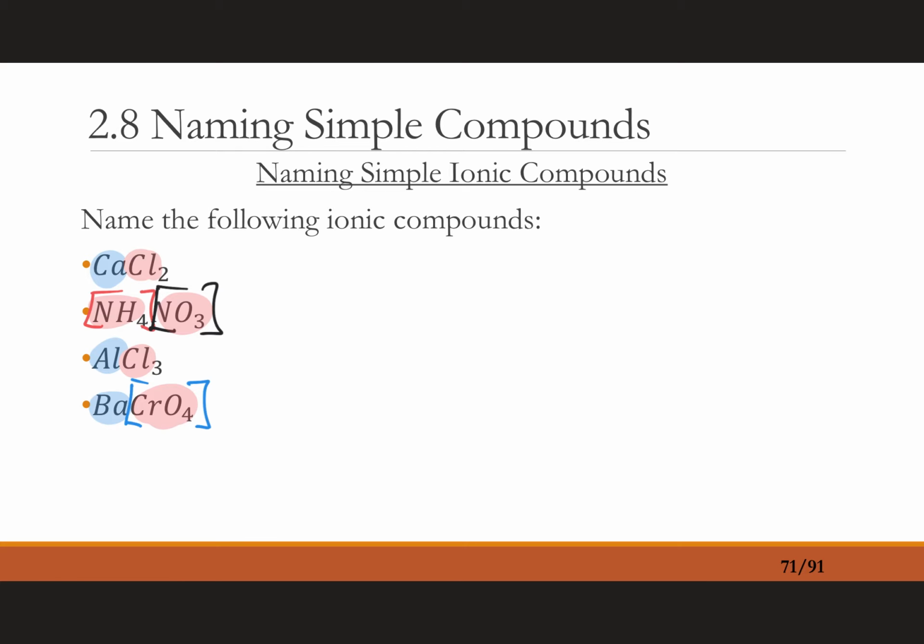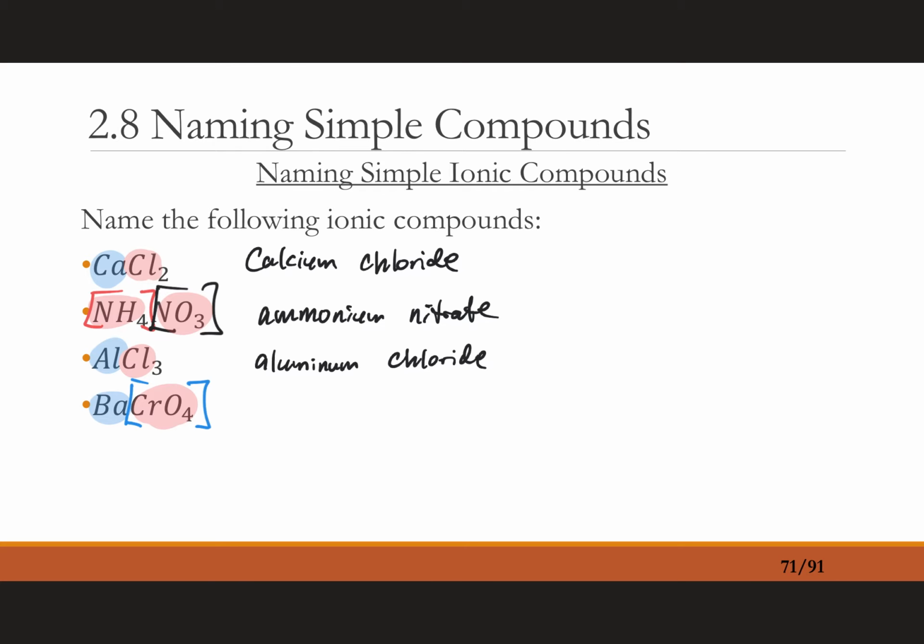So we have calcium chloride. You just name the species there. You'd find the NH4 to be ammonium, the NO3 to be nitrate, so it's ammonium nitrate. Calcium chloride, by the way, is used to salt roads for winter times in cold places where it snows and freezes over. Often ammonium nitrate is in fertilizer. The next one is aluminum chloride. And the last one is barium chromate.